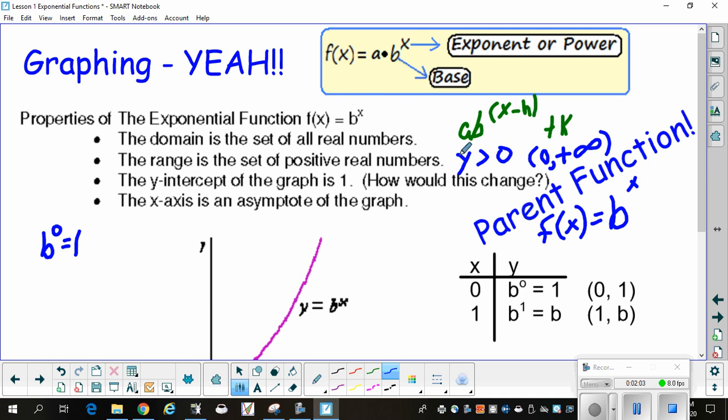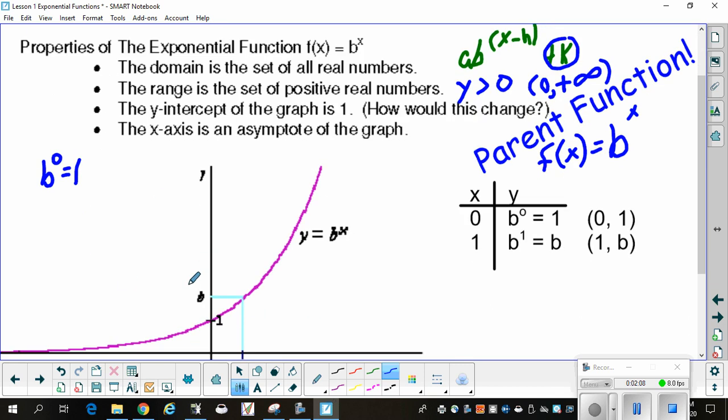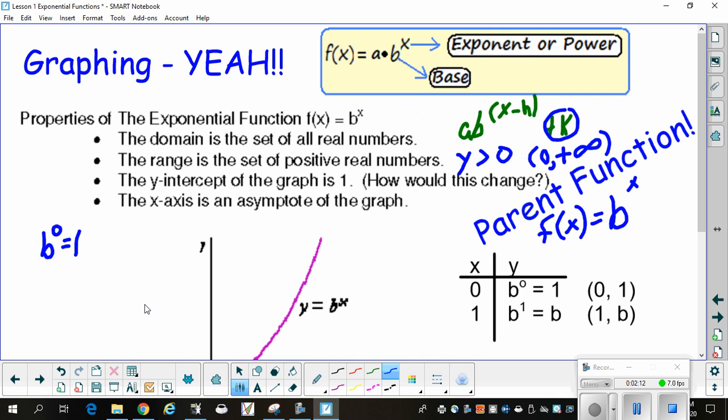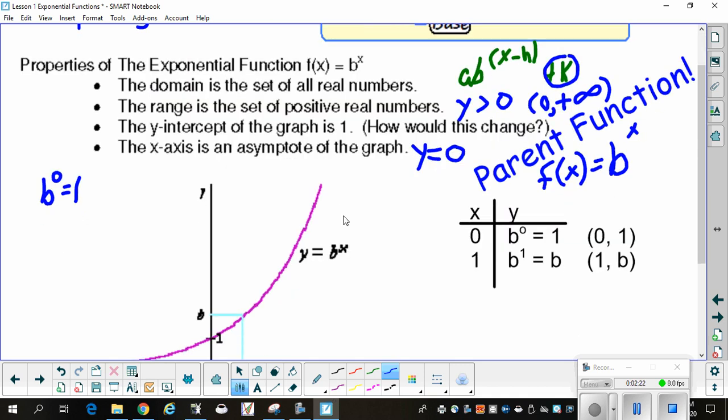Now, how would this change? If I add or subtract something, then I would take my graph and I would move it up and I would move it down. Right? The x-axis is an asymptote of the graph. y equals 0 is a horizontal asymptote. Okay? Now, how does this change? Well, if I add or subtract, it's going to go up or down. So y equals k is actually the horizontal asymptote.